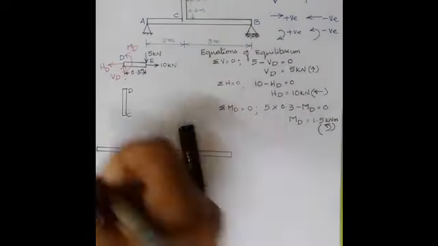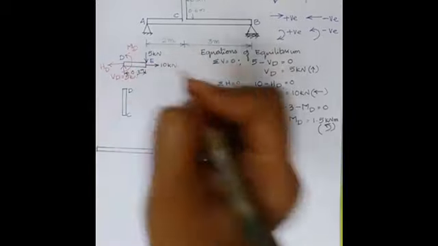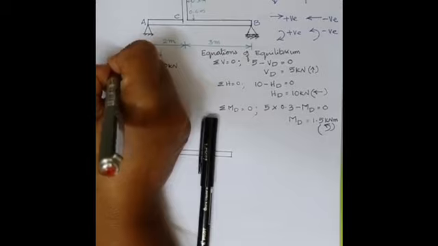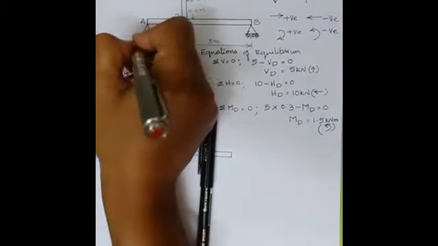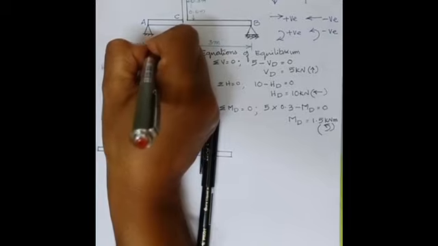Now we can write the known forces. Vd is equal to 5 kilonewton. What is Hd? Hd is equal to 10 kilonewton. And MD is equal to 1.5 kilonewton meter.